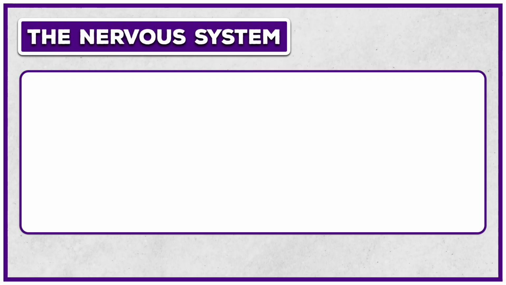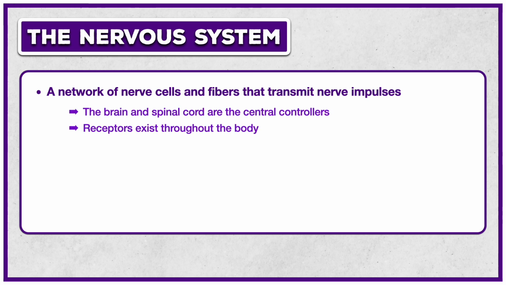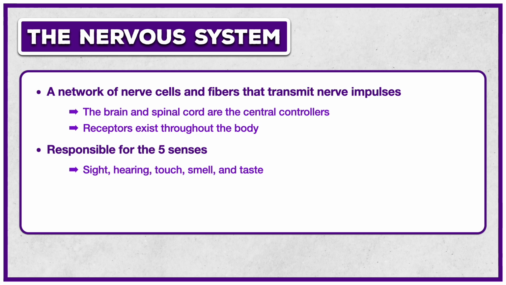The last system we'll look at in this section is the nervous system. The nervous system is a network of nerve cells and fibers that transmit nerve impulses. As mentioned previously, it's the body's other major communication system. It works with the hormonal system to send messages, though it accomplishes this through electrical signals. The brain and spinal cord are the central controllers of the nervous system, and the nervous system's receptors exist throughout the body. The nervous system is responsible for the 5 senses: sight, hearing, touch, smell, and taste.